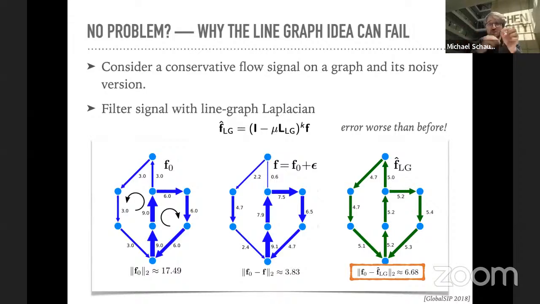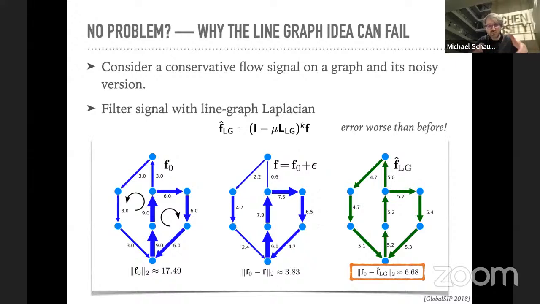Now in the line graph transformation, that means that the signals on the edges, if they're adjacent edges, should be close to each other, right? And you can see that the line graph filter actually does that. It makes all the edges relatively close in value, sort of around 5. But now here's the problem, right? This has nothing to do with flow conservation or anything.